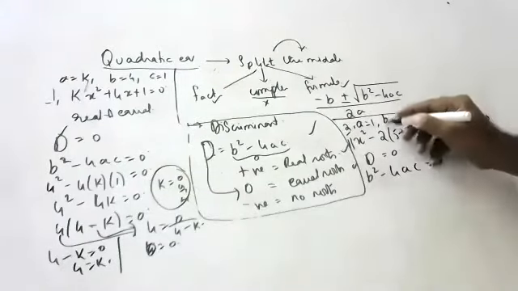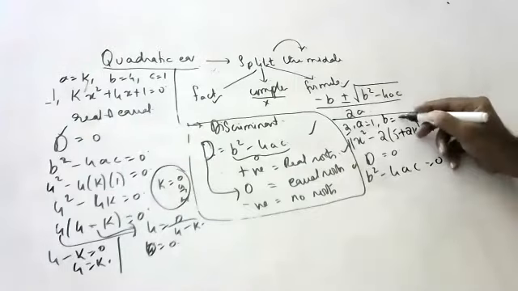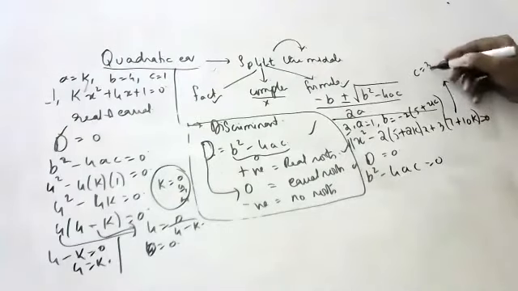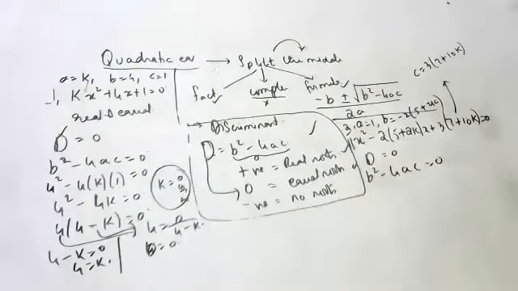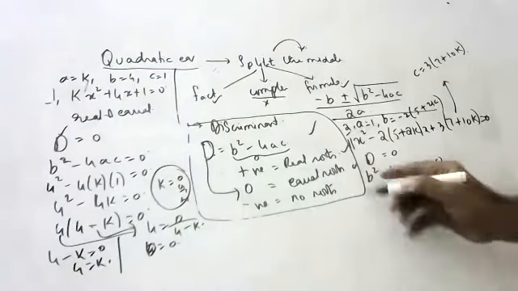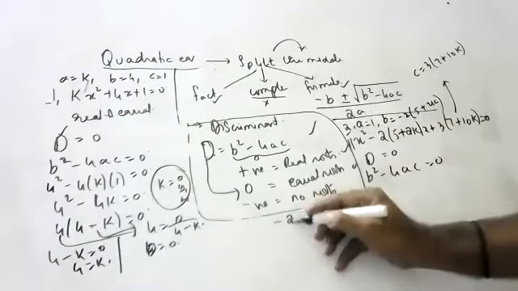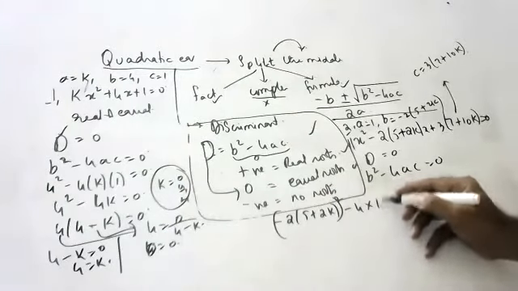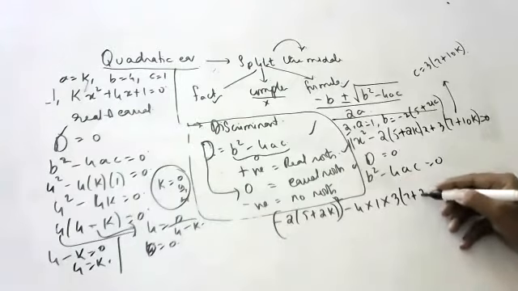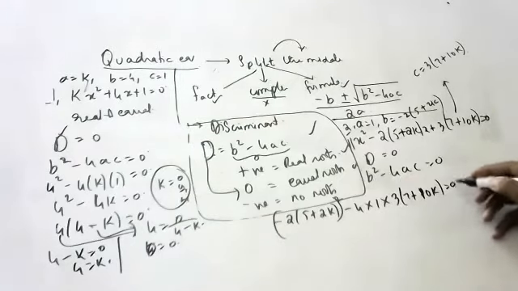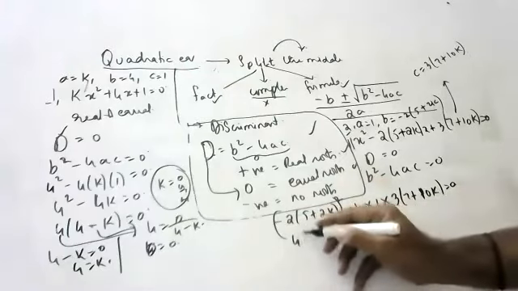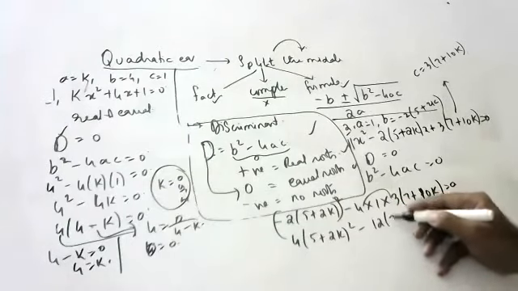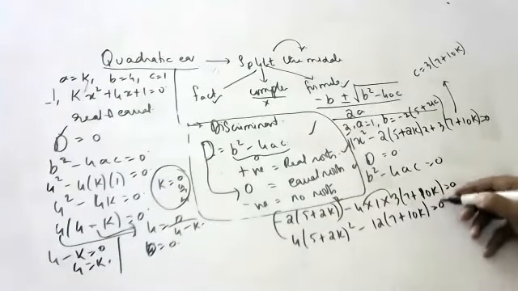Can anyone say what is b, children, here? b is minus 2 into (5 plus 2k). And what is c, children? Entire 3 into (7 plus 10k). Okay, let's substitute here, children. What is b? Minus 2 into (5 plus 2k) whole square minus 4 into 1 into 3 into (7 plus 10k) is equal to 0. So minus 2 whole square, how much, children? 4 into (5 plus 2k) whole square, minus 4 into 3 is 12, into (7 plus 10k) is equal to 0. Okay, children?